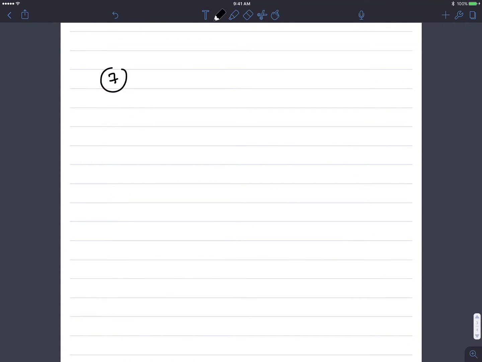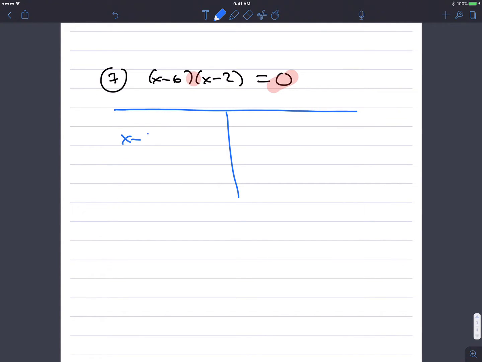What about number 7? Let's see example 7. We have (x - 6)(x - 2). This equals 0. Notice product equals 0. We're going to use the zero product rule. So I get x - 6 equals 0. I get x - 2 is 0, right? Or this.